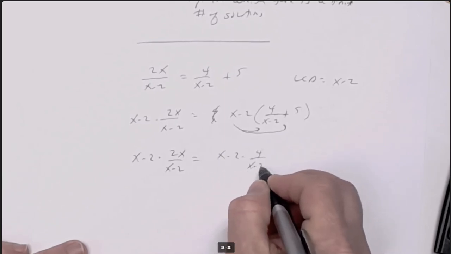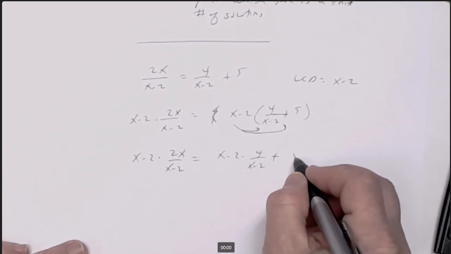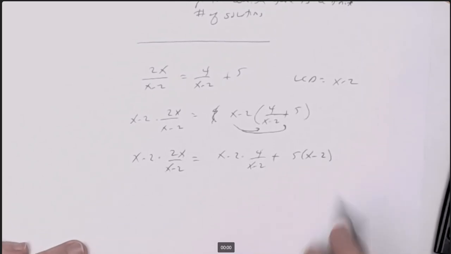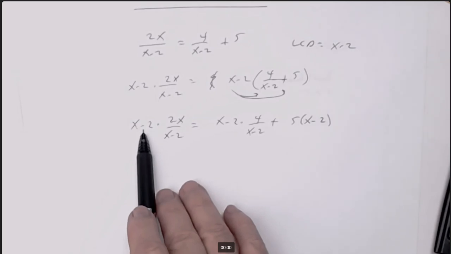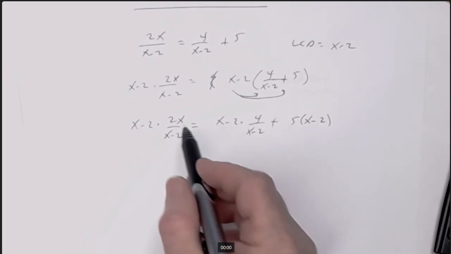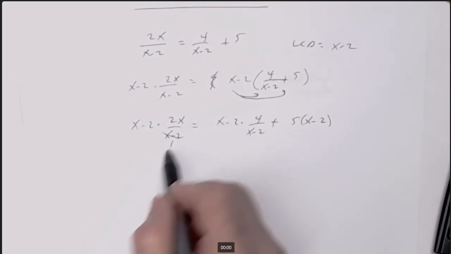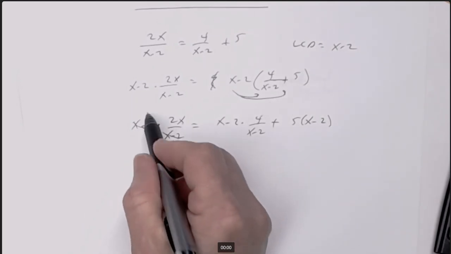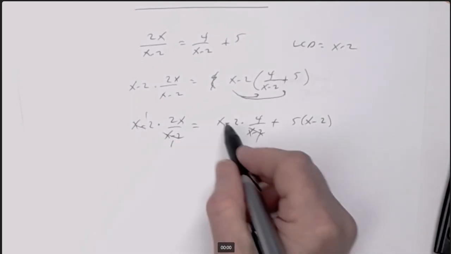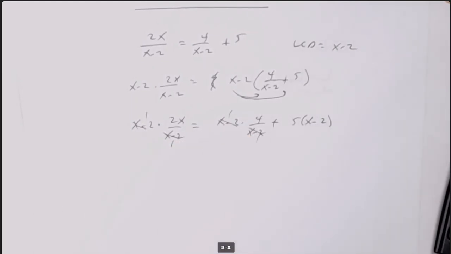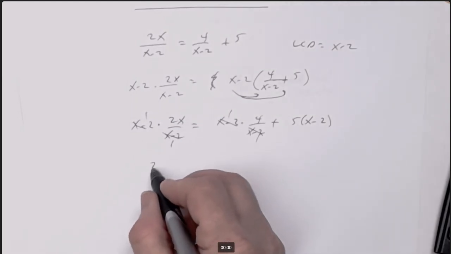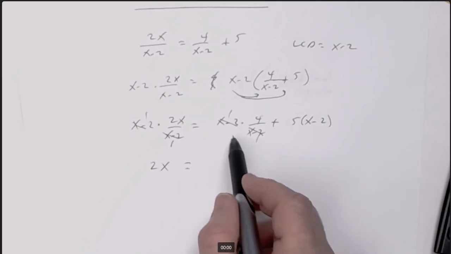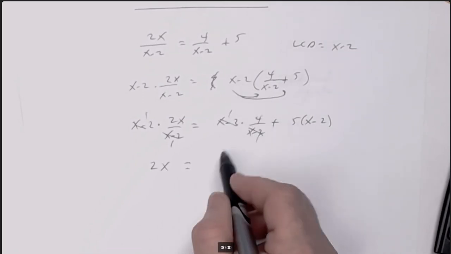All right, now, remember, once you multiply both sides by the least common denominator, then those denominators should be factors of 1s. So the x minus 2's divide out, these x minus 2's divide out. And so you get 1 times 2x is 2x equals 1 times 4 is 4 plus, and then 5 times x minus 2.